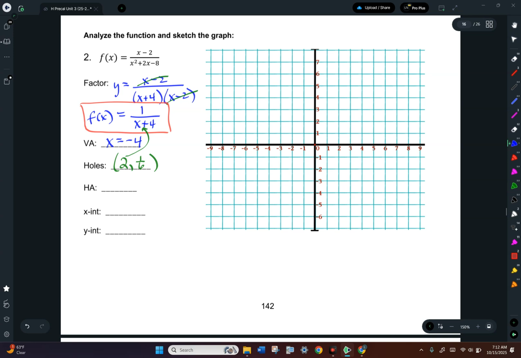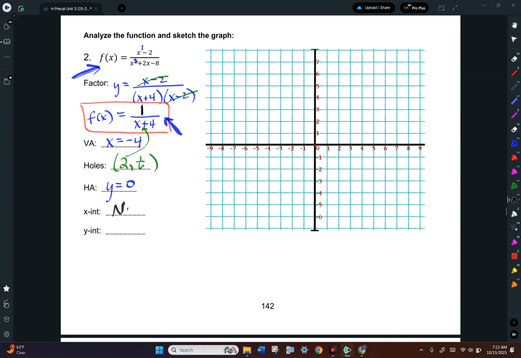Well, you can either look at the original equation to compare the degree, or you can look at the simplified equation to compare the degree. It does not matter. You're going to get the same answer. So let's say I look up here at the original. It's definitely bigger on bottom. So the horizontal is y equals 0. Okay, for x-intercepts, look at your simplified equation. Will the numerator ever equal 0? Well, the numerator is 1. That's never going to equal 0.